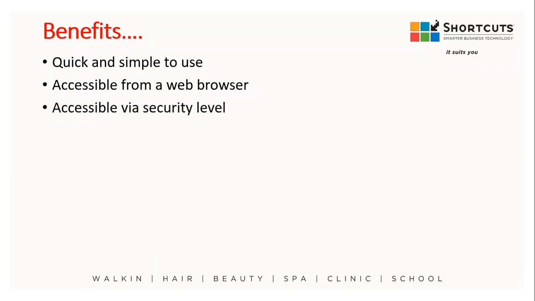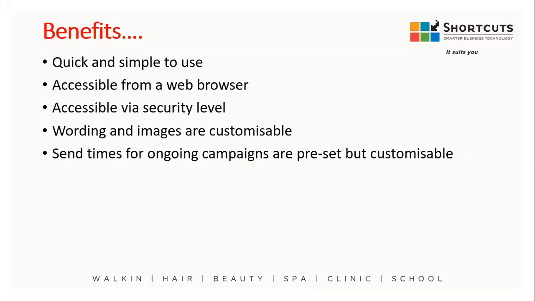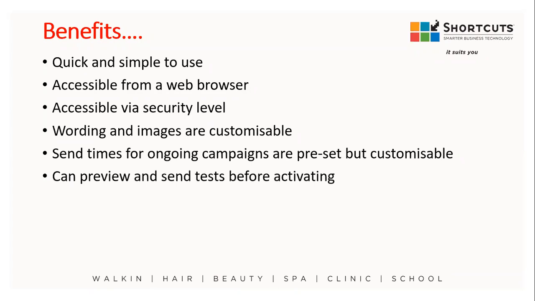It's accessible via security level. Again, if you were on my Cloud Appointment Book webinar, you will know you can change the security, the roles, and the levels of permissions. So you can change which of your staff members has access to setting up Shortcuts marketing within the Cloud Appointment Book. Wording and images are customizable. The send times for ongoing campaigns are currently preset, but you can customize them to a degree. The reason we've done this is there's less room for error. And you can preview and send yourself a test before you activate, so you can ensure the campaign is exactly how you want it to be.